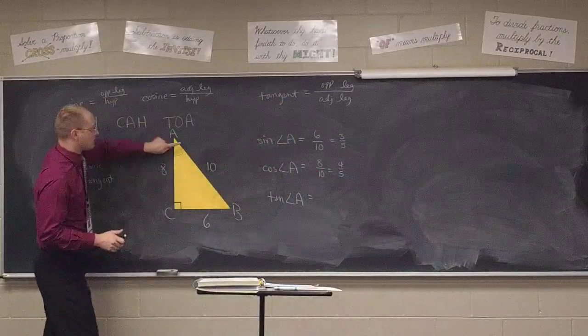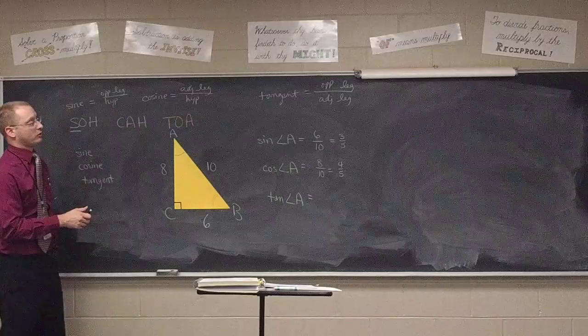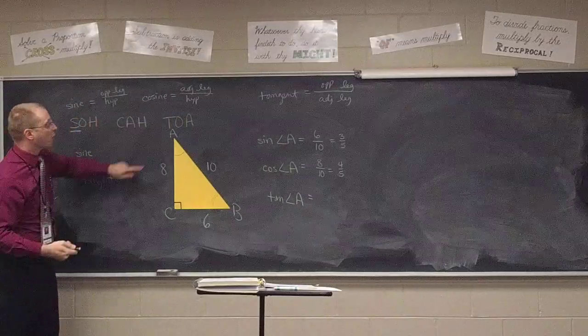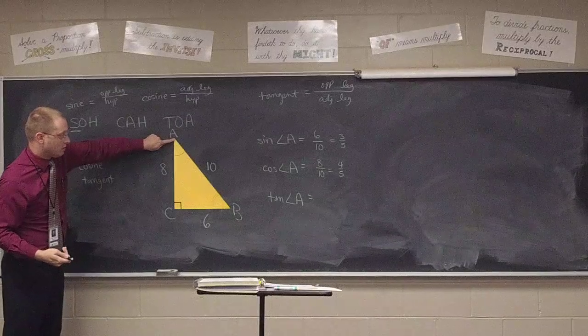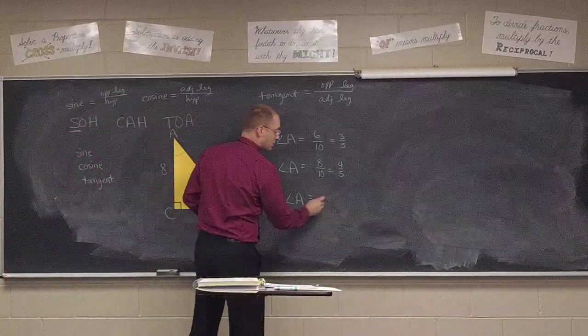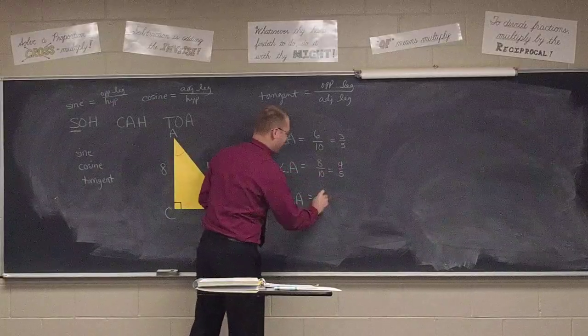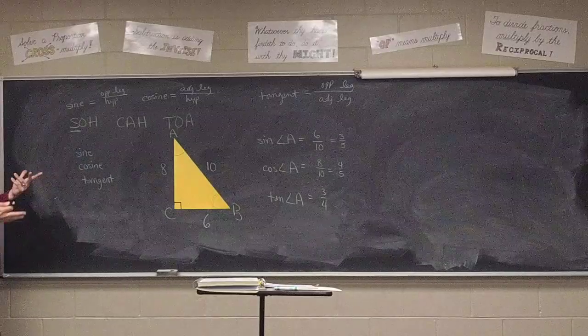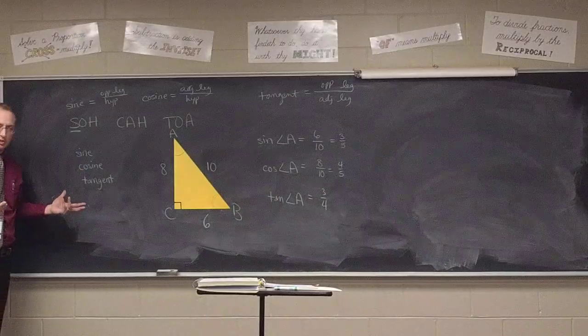And for the tangent of angle A, class, tangent is the ratio of opposite leg to adjacent leg. What's the opposite leg again? 6. What's the adjacent? 8. So the tangent of angle A must be 3 to 4. 6 to 8, or Vaughn is ahead of me, 3 to 4, reducing it down. Good. Do we see how easy it is to identify sine, cosine, and tangent?